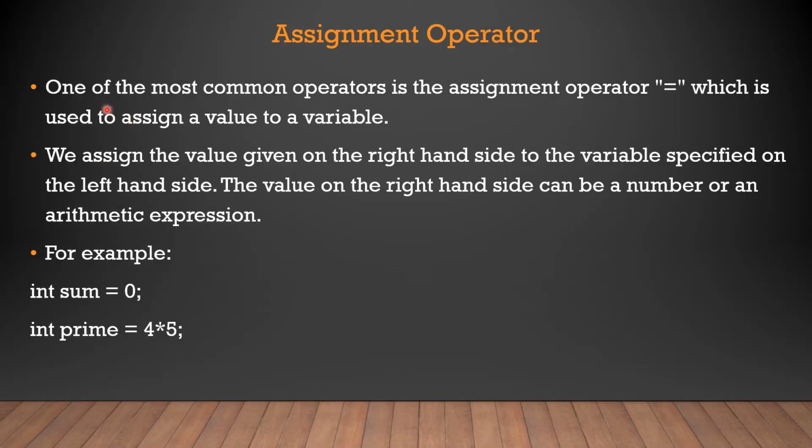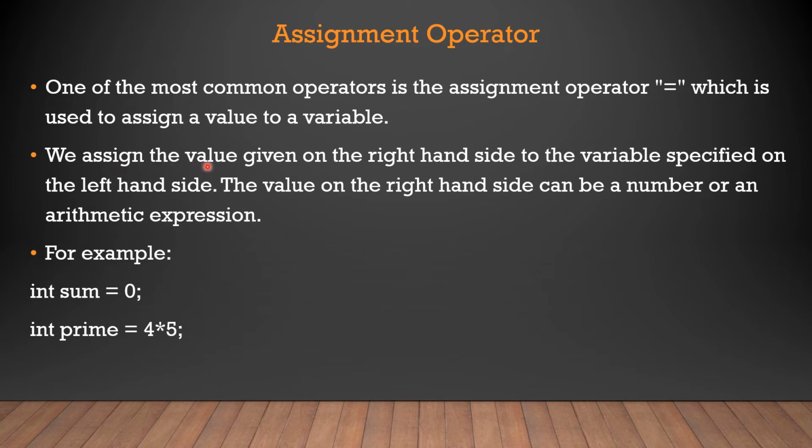Now, firstly, let us talk about the assignment operator. One of the most common operators is the assignment operator equal to, which is used to assign a value to a variable. As its name suggests, assignment means it will assign some value. Value to what? Value to a variable. So, whenever we want to assign a value to a variable, we use the assignment operator. And what is its symbol? Its symbol is this equal to sign.